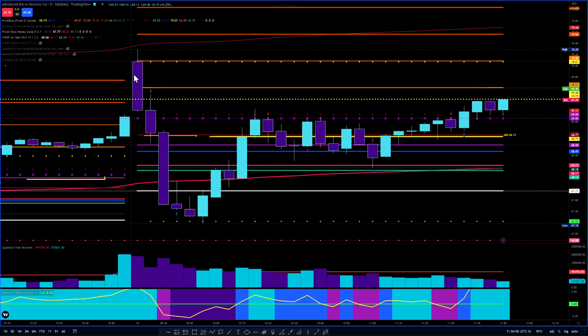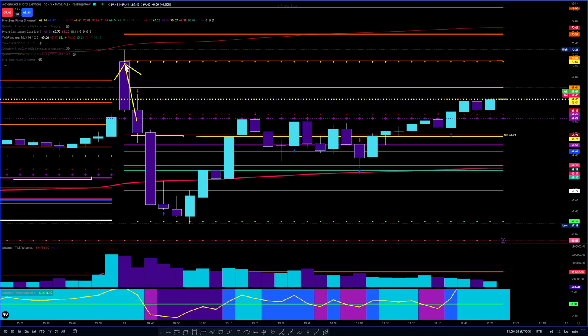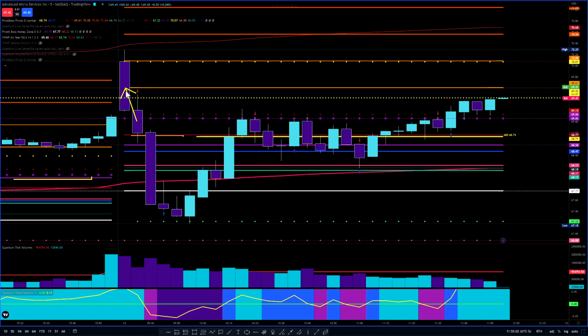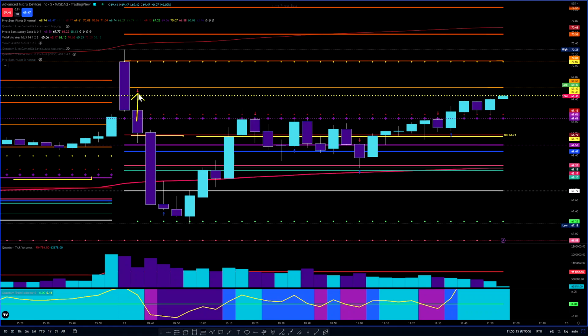With this big sell off, price opened here. We hit S2, broke above it, pulled back, broke S1, and then retested S1. As we retested S1, I just went short here. You can see that's the paper trade right there.